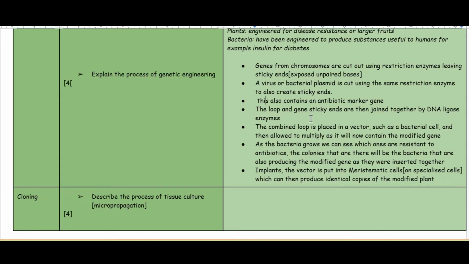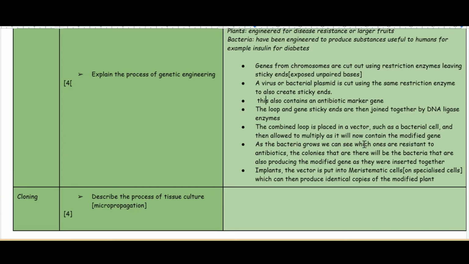The loop and the gene both contain sticky ends, and they are now joined together by another enzyme, a ligase enzyme. And now you have this loop, which contains a bit of a virus and a bit of a chromosome. The combined loop is then placed inside of a bacterial cell, and it then multiplies within that, and it will now contain the modified gene.